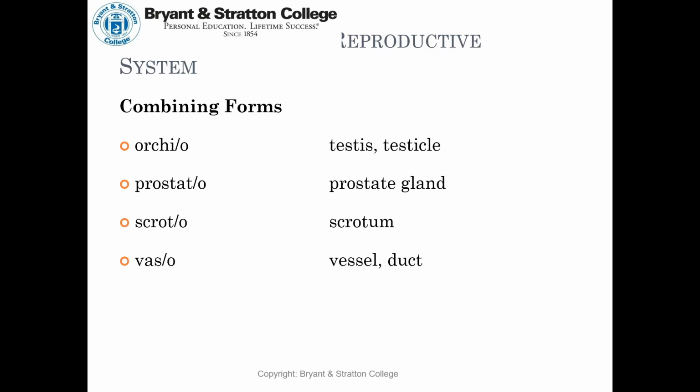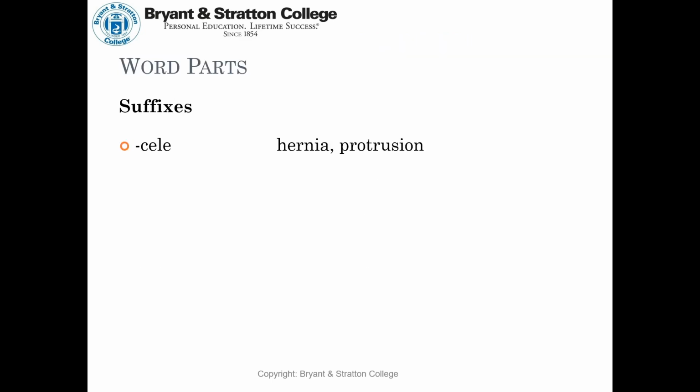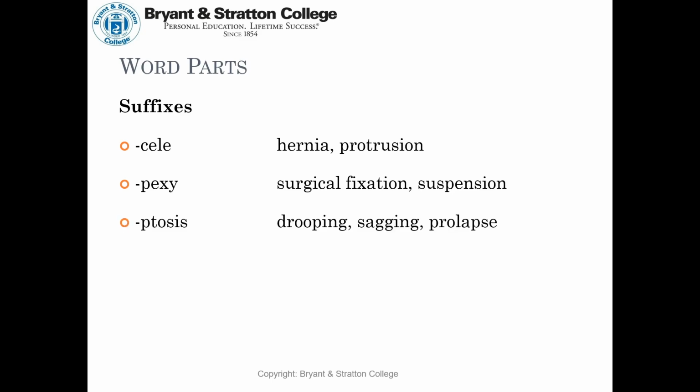Prostato, prostate. Scroto, scrotum. Vaso is vessel or duct, like the vas deferens. Cele, a hernia or a protrusion. Pexy, we talked about this already before, surgical fixation. Ptosis, actually the P is silent, is a drooping, sagging, or a prolapse.